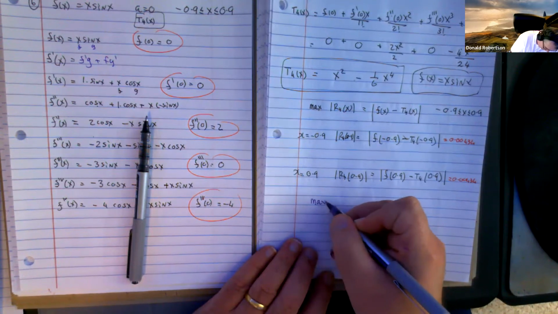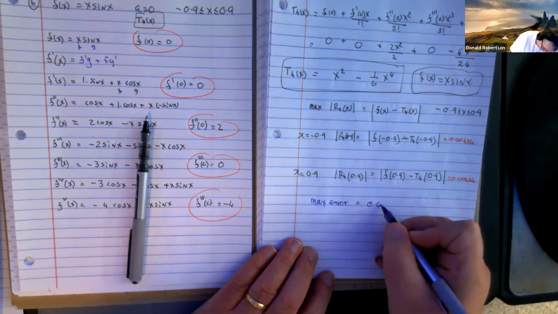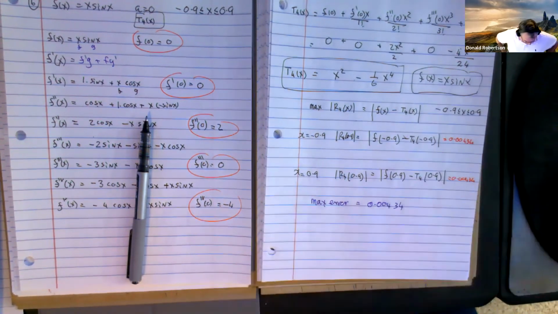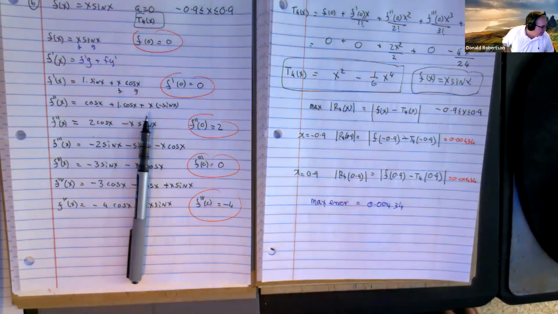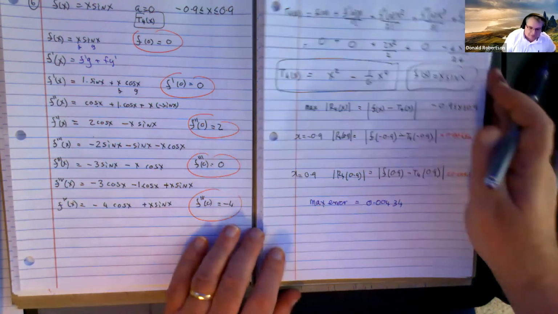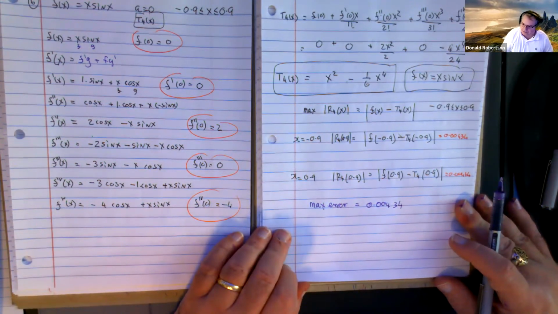So in this case, I don't really have a choice because both of them are the same. So the maximum error is 0.00434. WebAssign says that the answer is 0.02, so they're about 5 times bigger, but that's fine. Actually, this way is a little bit more accurate. So far, so good.